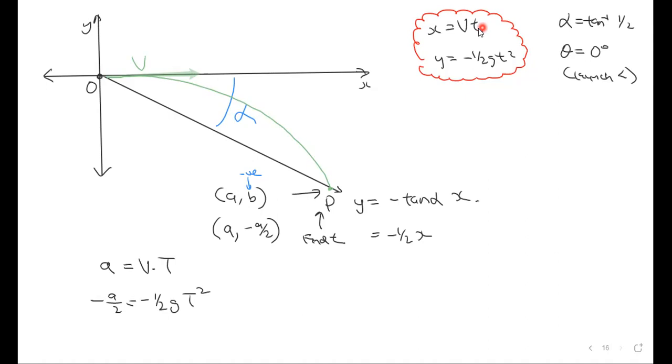Well, this is not that hard to solve because after all, the negatives cancel and the halves cancel, and then you just got a on the left. So in other words, we now have v capital T equals g T squared. So if capital T is not equal to 0, so that's not at the start, then that means v must equal gT, which means capital T must equal v over g.